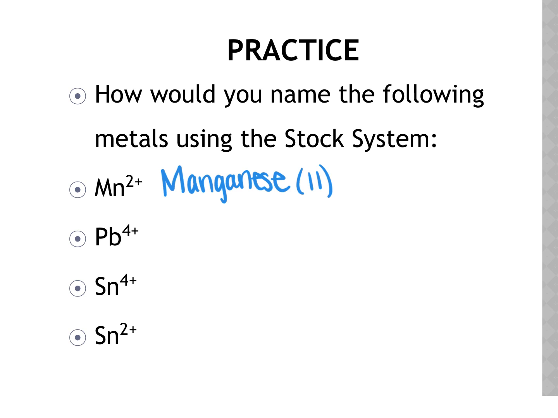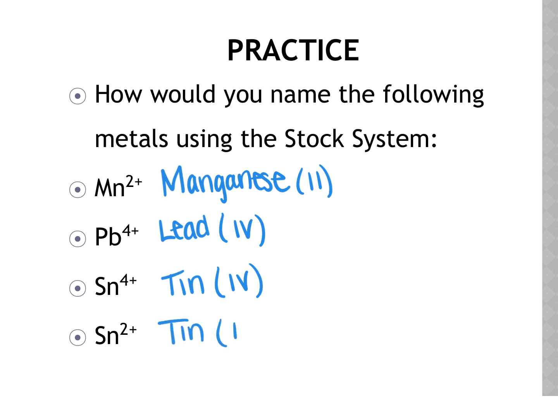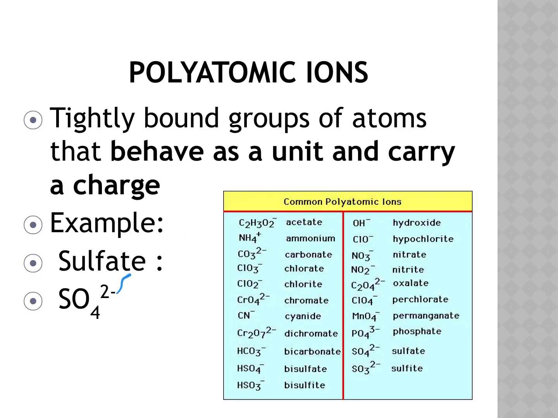What's Pb? Pb is lead. How do we write 4? Good, IV. Can you try the next two on your own? What is Sn? Tin. And again, what's 4 in Roman numerals? Good. And then the last one is still Sn, so what is it? Tin 2. Good.